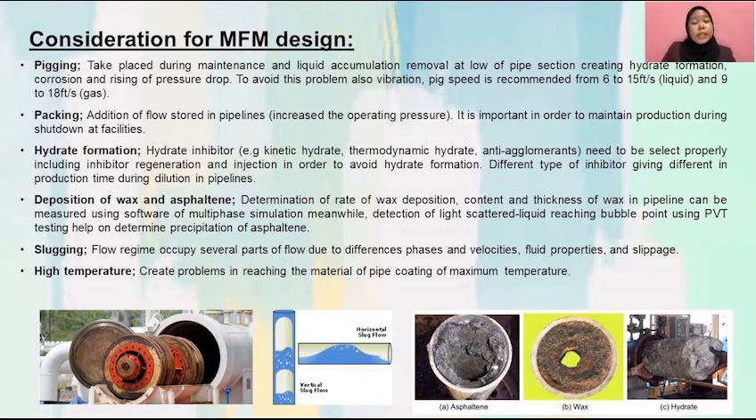Okay, the next point is temperature. Knowing that if the temperature increases, the corrosion of the pipeline also increases. So using corrosion resistant pipe helps, and cooling down the fluid that will enter the pipeline reduces the rate of corrosion. And the last point is packing, which is the addition of flow stored in the pipeline, which will increase the operating pressure, and it is important in order to maintain production during shutdown at facilities.